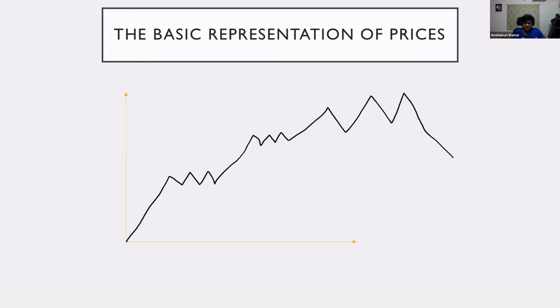Let's look at this particular chart. This is a very simple price chart, and what we're looking at is the most basic example of how the price would move. I've simplified this here, so that if you actually look at a real price chart, there will be a lot more distortions than what we have over here.